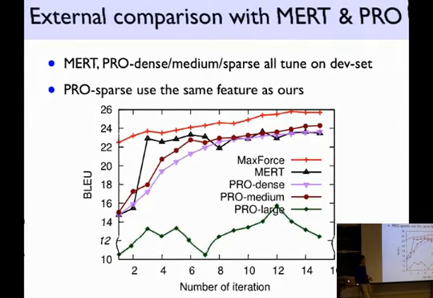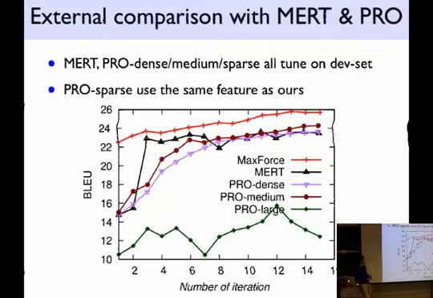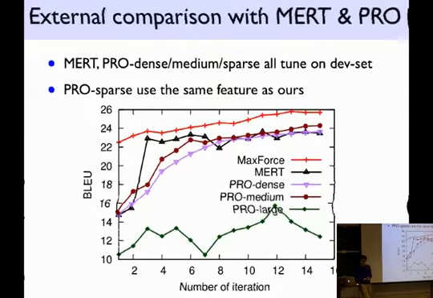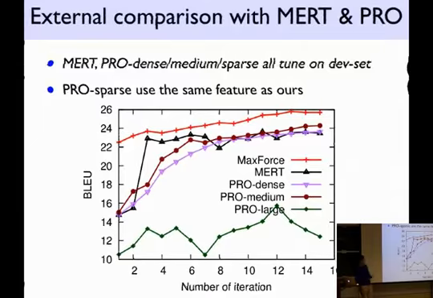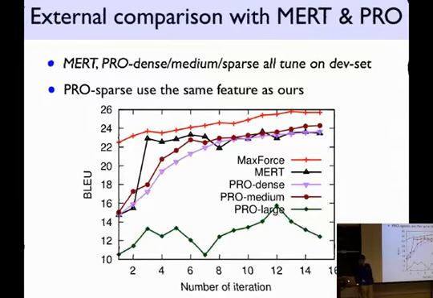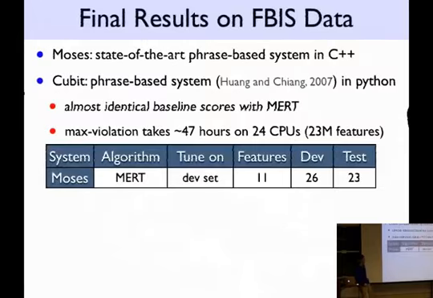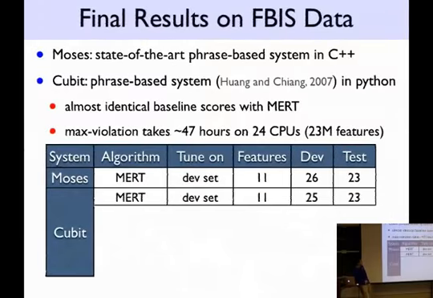So we use 3,000 features, and it's slightly better than MERT, only by half a point. But in any case, ours is a lot better than any of these, and it's quite stable. So final results on the FBIS data for Chinese. So we have Moses, 11 features.